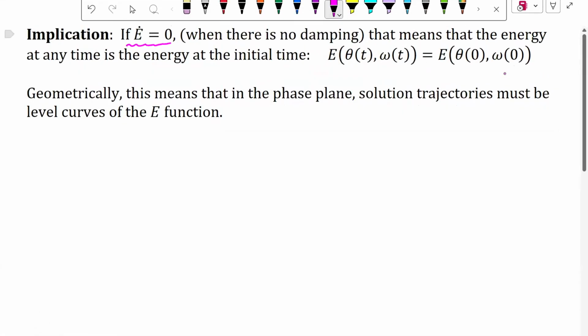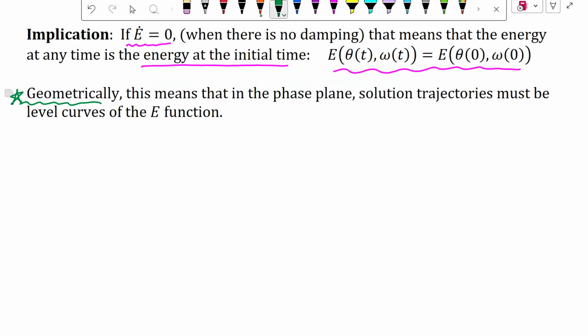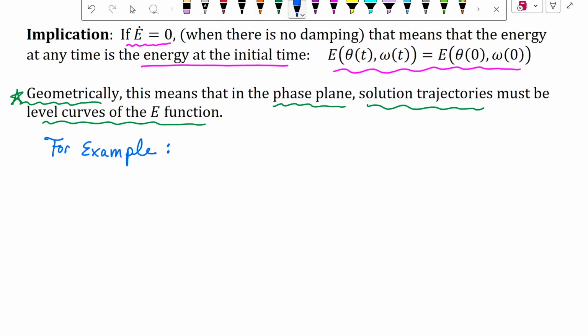The derivative of the energy is 0, there's no damping. That means that the energy at any time is actually going to be the energy at initial time. So where we start at time t naught is where we're going to stay with respect to energy as time advances toward infinity. What this means geometrically is that in the phase plane, solution trajectories are actually going to be level curves of the energy function. You're going to see this on a homework example as well. For now, let's see what this means through an example.